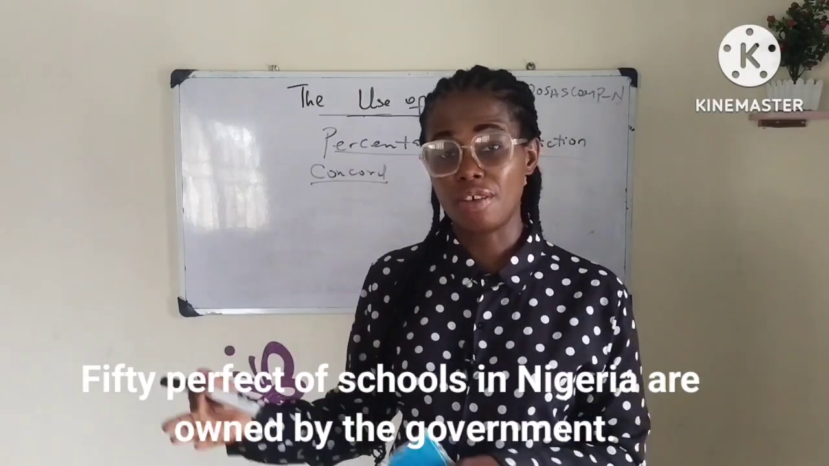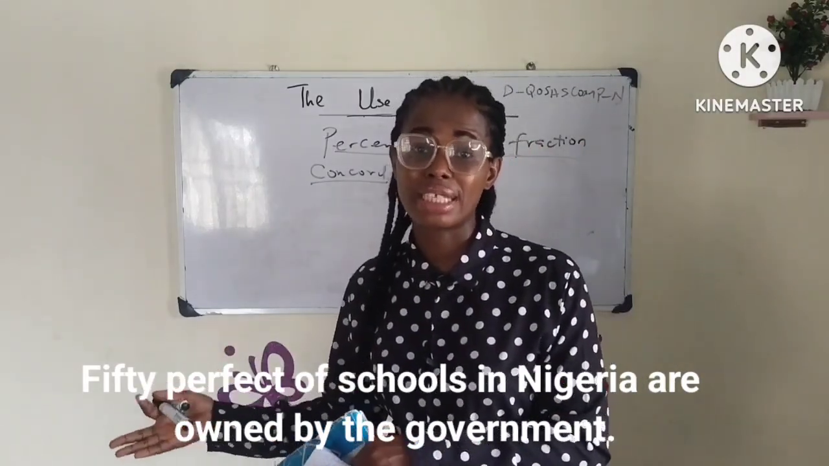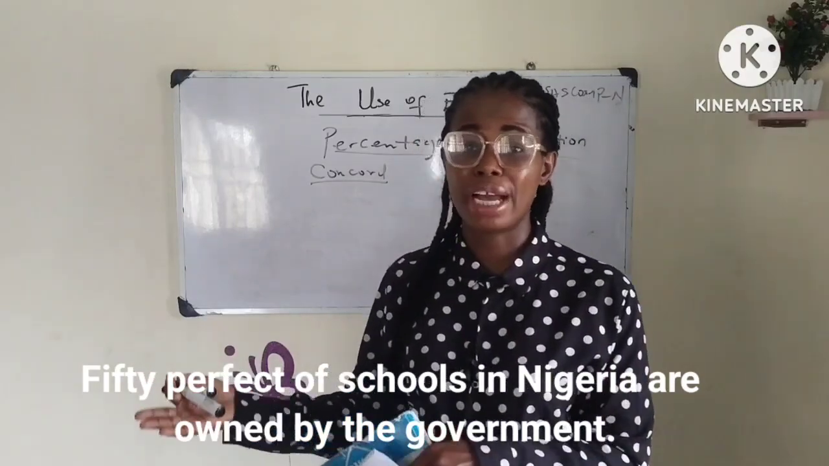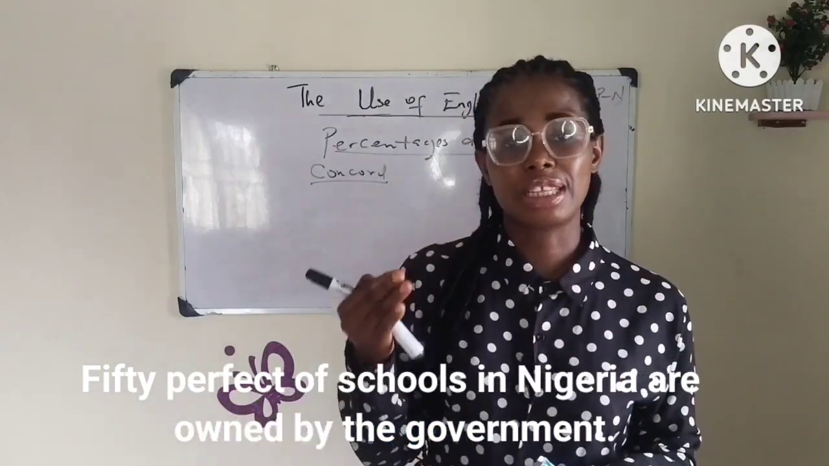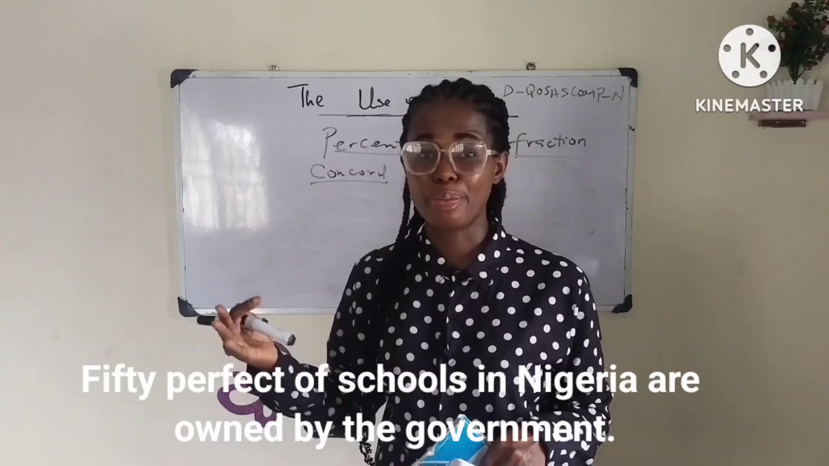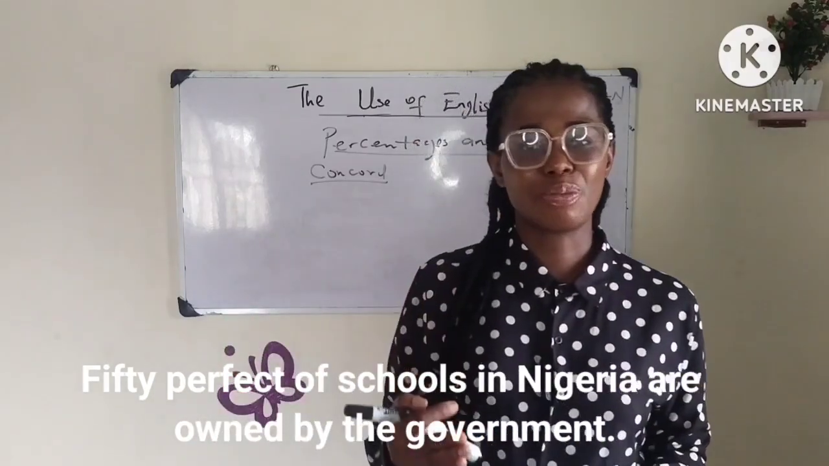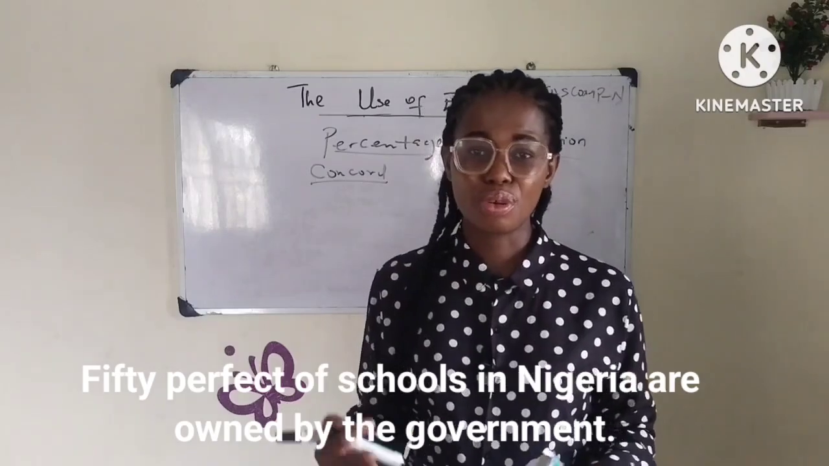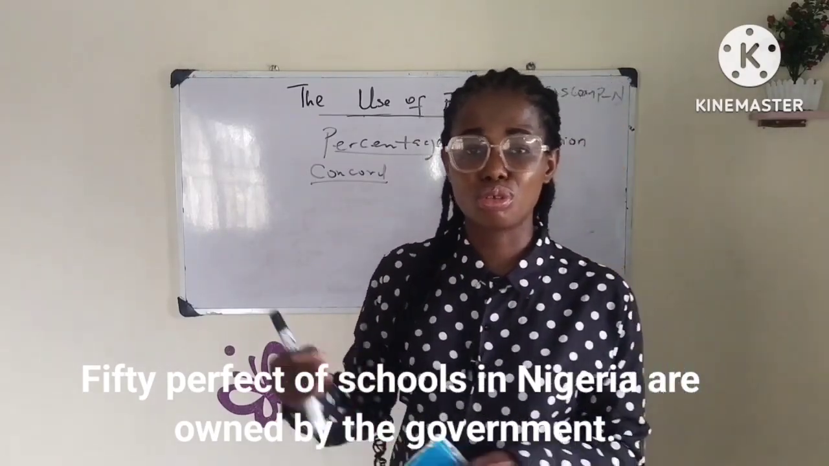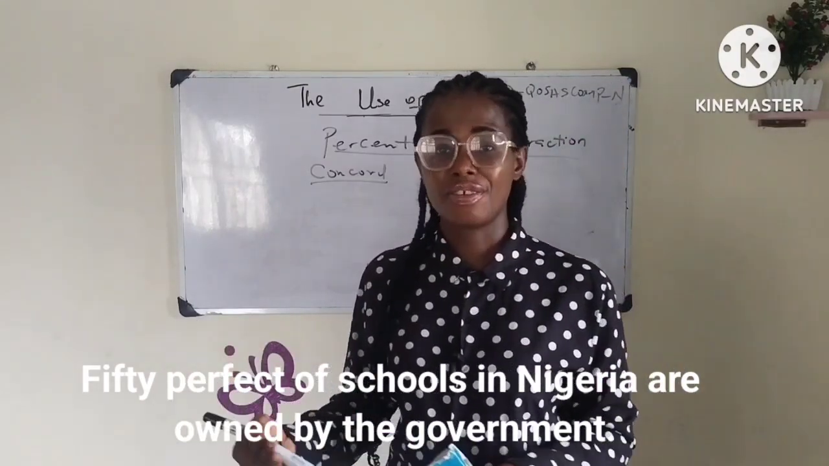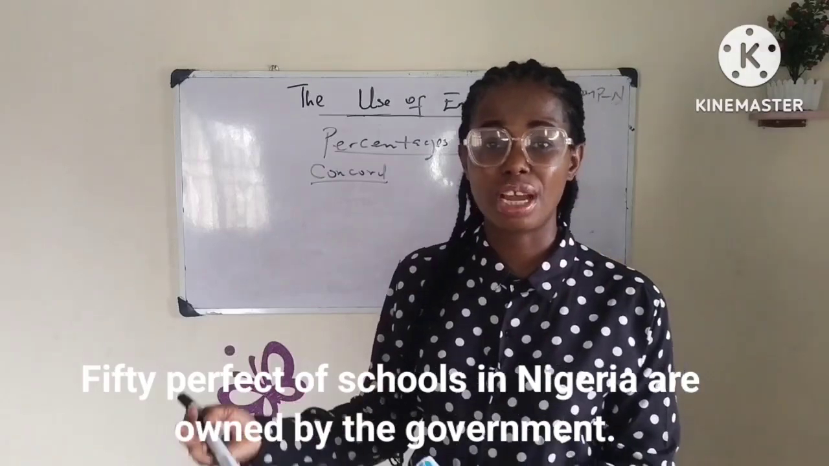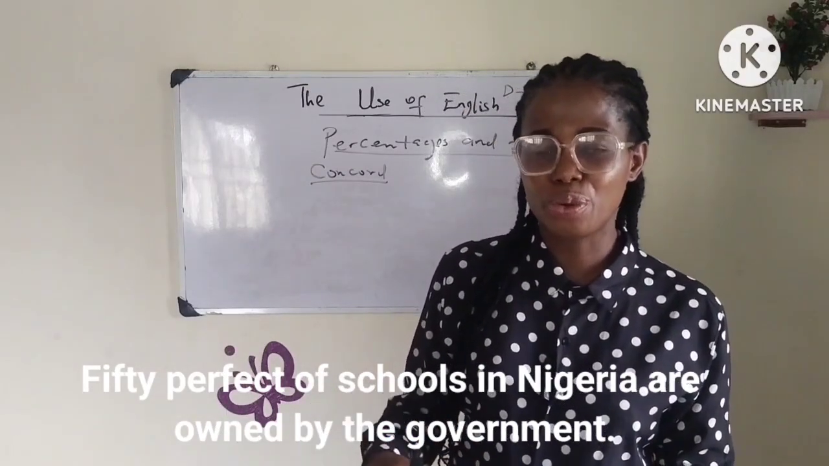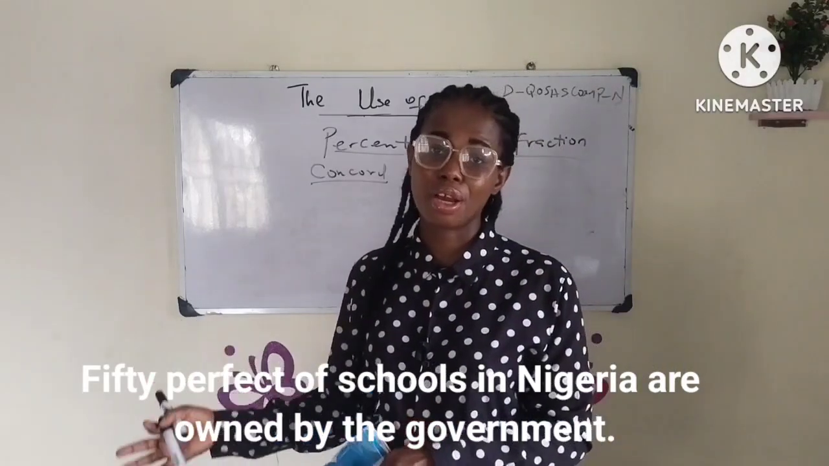50% of schools in Nigeria are owned by the government. 50% is a percentage, right? Now, after 50%, what do we have? We have schools. Schools, singular or plural? Plural, right? So that means we should use a plural verb in the sentence. 50% of schools in Nigeria are owned by the government. Are is plural.